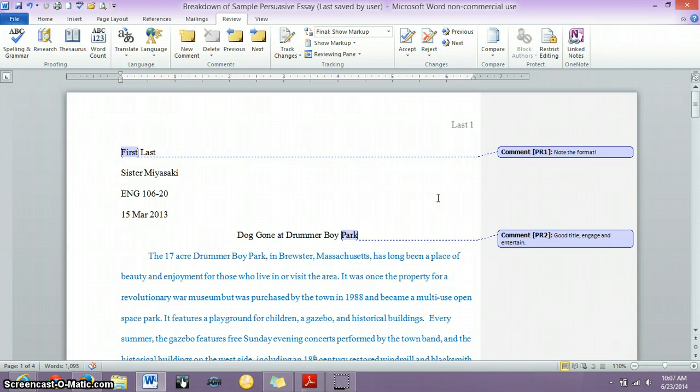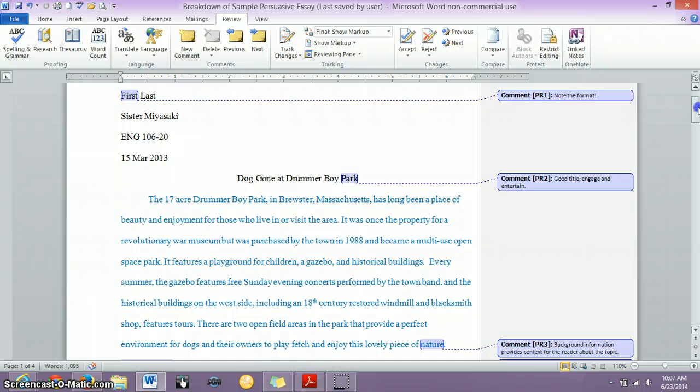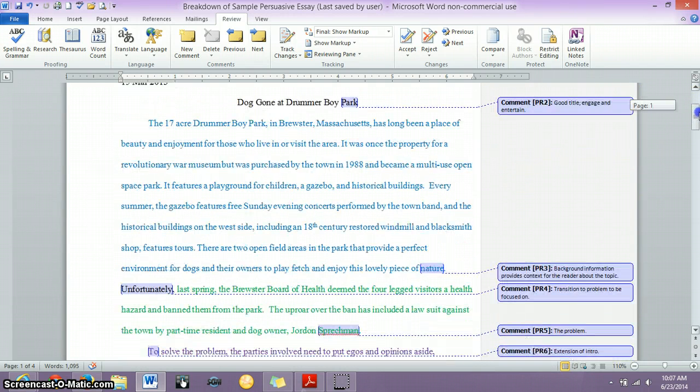And then make sure all of your paragraphs are indented so that I know when your paragraphs are changing, because sometimes that's really, really hard to see if you don't indent. So again, note the format and please imitate it by all means. Notice the title, Doggone It, Drummer Boy Park. That's a great title. It lets you know, okay, what's this about? Is it about dogs? It's about a park? What's going on here? So it automatically engages your reader.